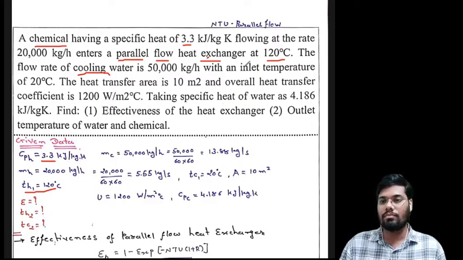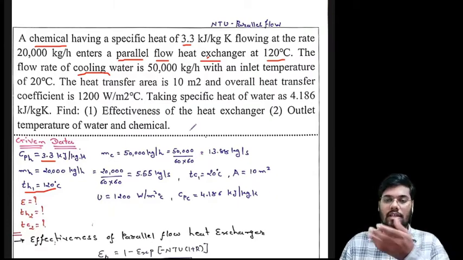Now the flow rate of cooling water is 50,000 kg per hour. So this is our cold fluid. So flow rate of cold fluid, so m_c is also 50,000 kg per hour. So we also need to convert into kg per second. So divide by 3600, 60 into 60.